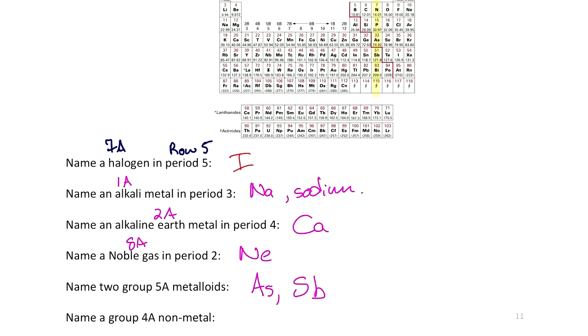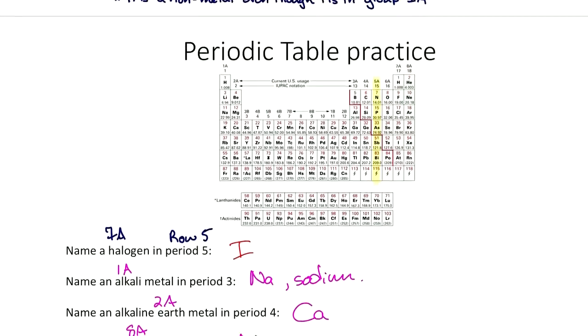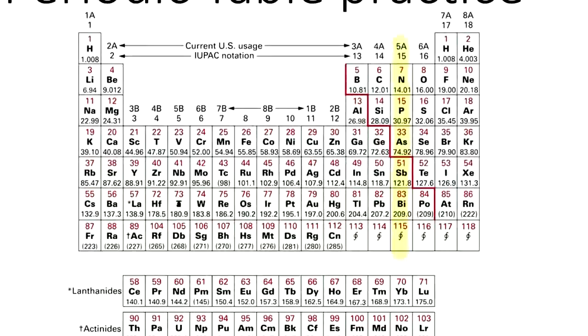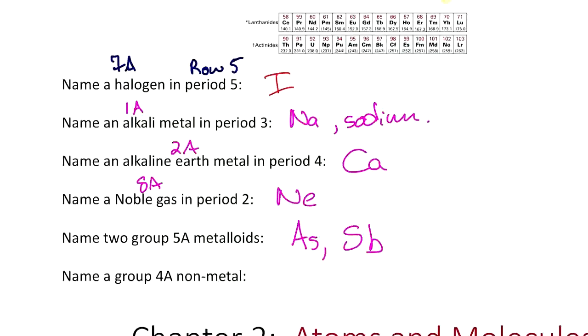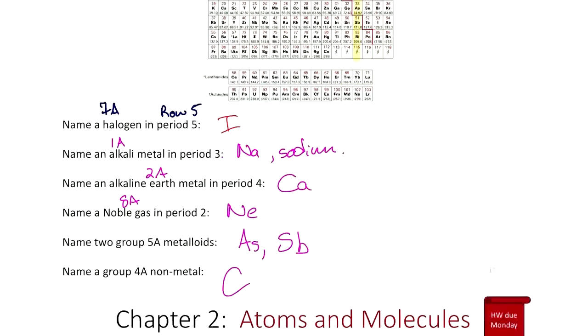Okay, name a 4A nonmetal. So same idea, we're gonna go to 4A, but where are our nonmetals at? Are they going to be under the staircase, above the staircase, on the staircase? It's going to be above. So which one is it? Carbon, yes, perfect. And so there's only one, so in this case, carbon.